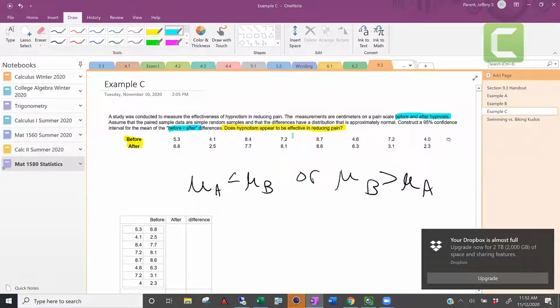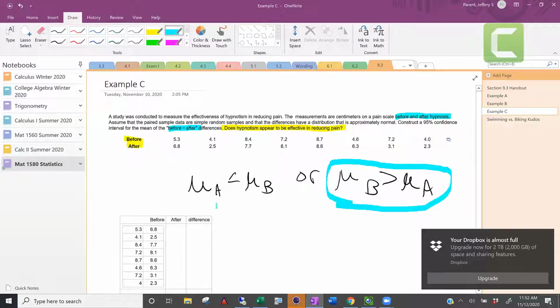If hypnotism is effective, then what should be the case with my before and after scores? How should they compare? What happens, the after score should be lower? Ah, well done. Thank you, Alec. The after score should be lower. So that means mu sub before should be greater than mu sub after.